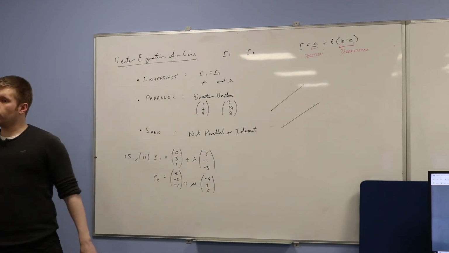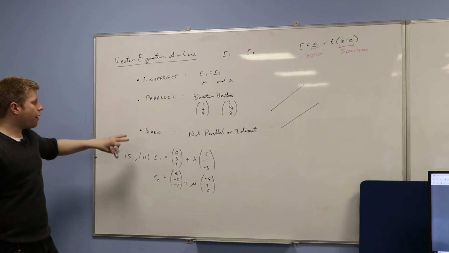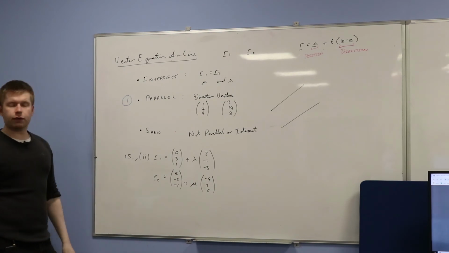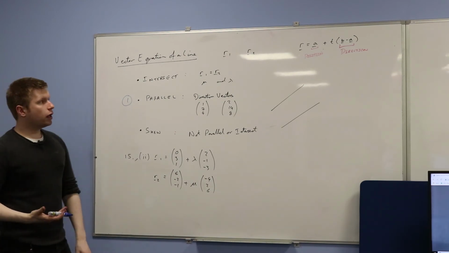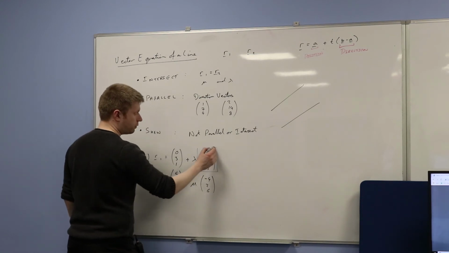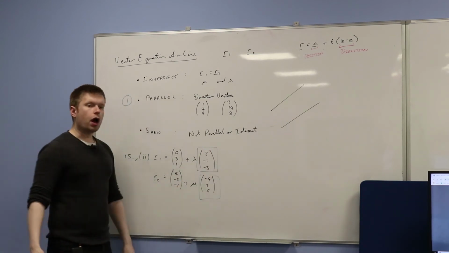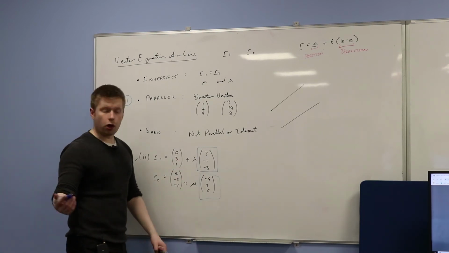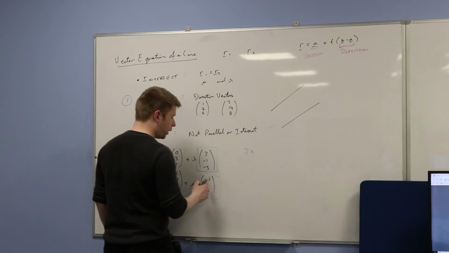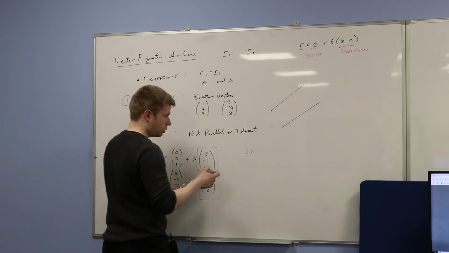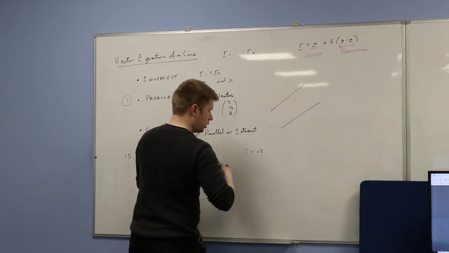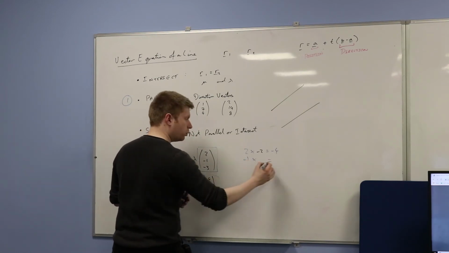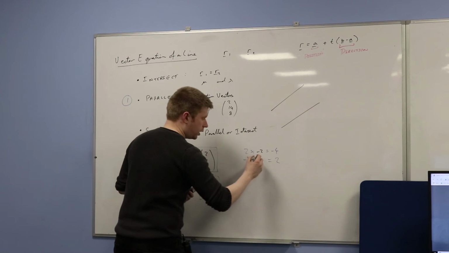So this is how I would do it. I need to check whether they're intersecting, parallel, or skew. Actually, I've written them in slightly the wrong order here. First I need to check if they're parallel. Have a look: that's the direction vector of R1, that's the direction vector of R2. Are they scalar multiples of each other? Yes. Let's have a look. 2 times what gives me -4? Good, 2 times -2 equals -4. Let's check: -1 times something has to equal 2. What's that something got to be? Okay, -2.